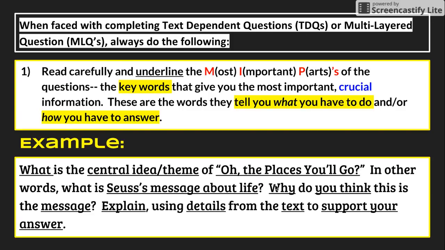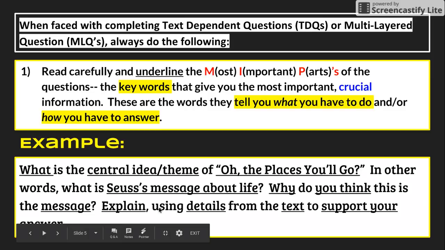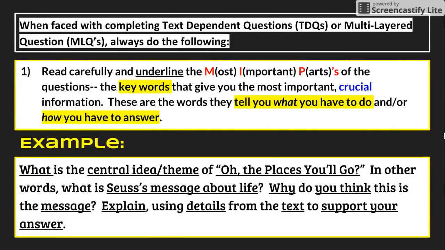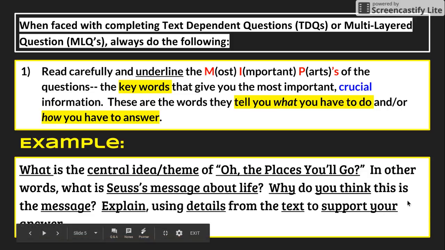Next, why do you think this is the message? We've underlined why, you think, and message. Because essentially, it's asking you to provide, and you'll see down here that specifically you're supposed to do that, explain why you think this is the message. So you have to first identify the message about life from this specific text, then say why it is the message, and then further explain or elaborate using details from the text to support your answer. Notice we've underlined details, text, and support your answer. That last piece is very important because you're being told to use details that support the answer only. If you use details that do not support the answer, you're not actually fulfilling the requirements of the task. So this last piece here is extremely important as well.